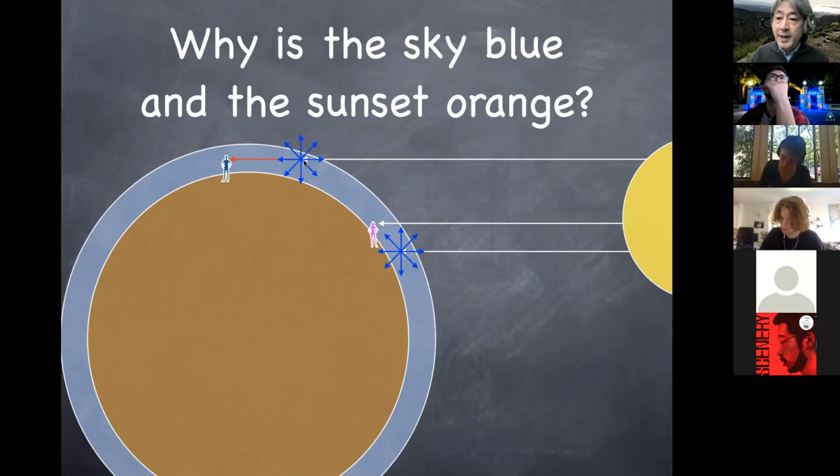On the other hand, if you're looking at the sunset, much of the blue photons get scattered away. They don't reach your eyes, but the red light still does. And that's why the sunset looks orange. So that's the understanding of why the sky is blue and the sunset orange based on the QFT calculations, which you have just seen on the previous slide. So I hope that would give you some satisfaction that now you understand everything from first principles. Okay, any questions about this?